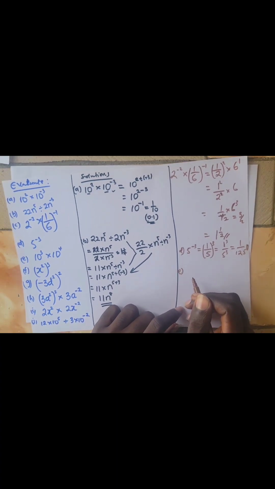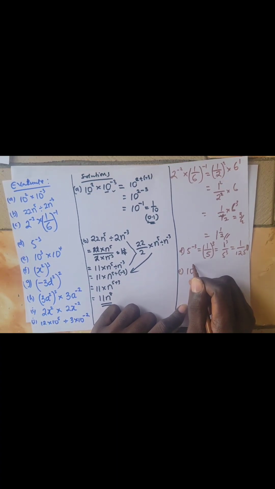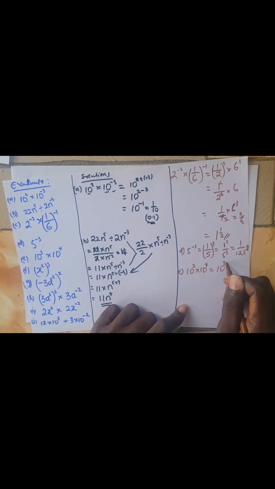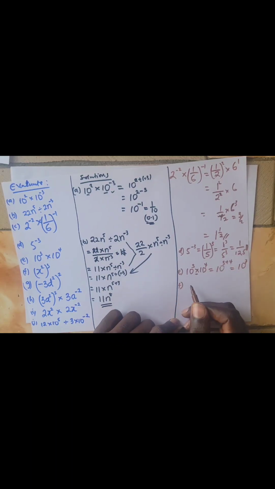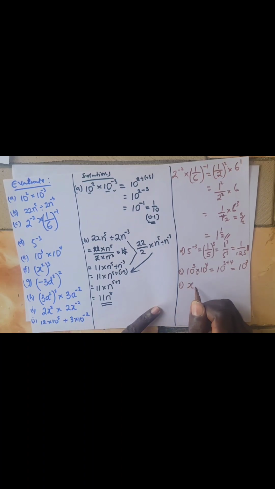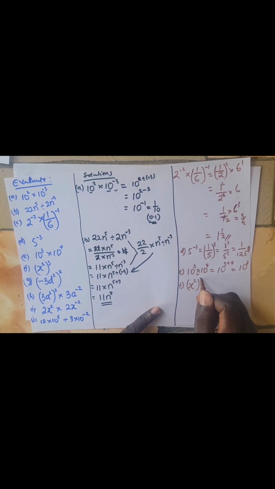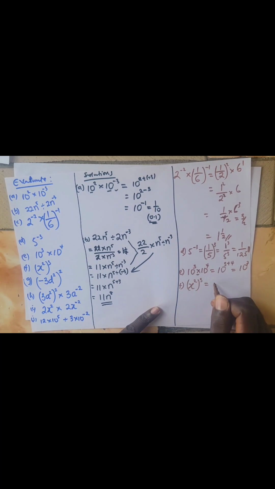This fifth one, 10 raised to the power 3 times 10 raised to the power 4 is simply the same base, 3 plus 4 because of the times, which is 10 raised to the power 7. F, x raised to the power 2 all raised to the power 3 is equal to x raised to the power 2 times 3, 6.